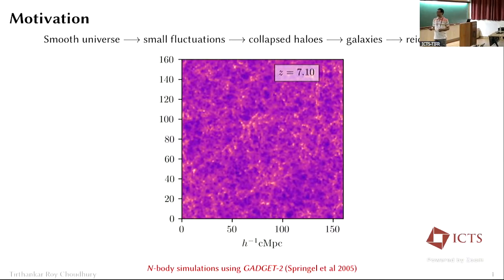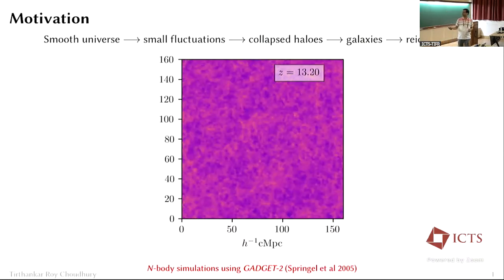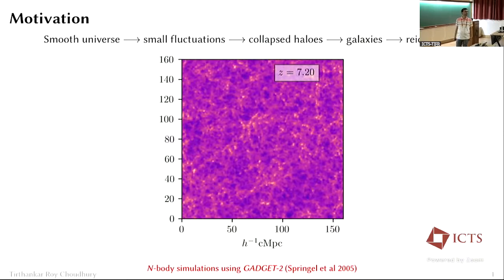What is shown here is basically an N-body simulation, and you will see that at early redshifts, the universe is very homogeneous, with only small fluctuations, and as time passes, these inhomogeneities grow, and there are places where the densities are high, and eventually those are the places where galaxies would form.